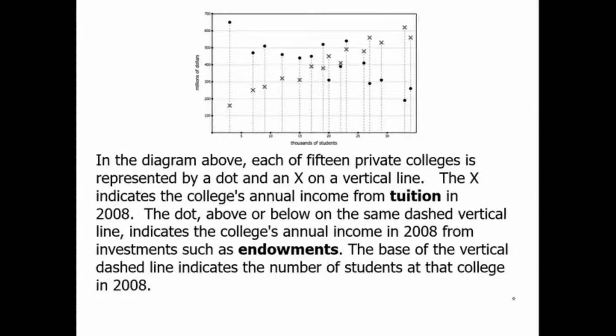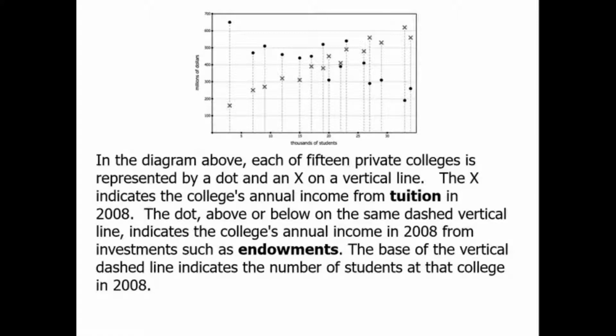So just to be clear, let's look at this line right here. This is the smallest college. It has the smallest number of students, only about maybe 3,000 or 3,500. Its annual income from tuition is down here, between 100 and 200 million, but then it has an investment income up here between 600 and 700 million. So it's making much, much more from investments than from tuition. And then as we go across, we see very different patterns over here, where the tuition income is much higher and the investment income is much lower.